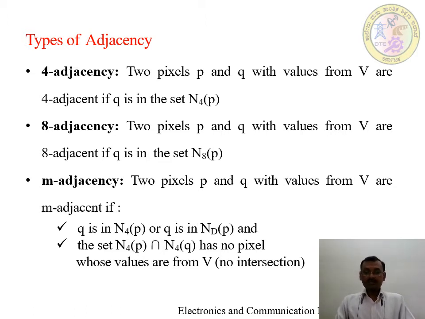8 adjacency: 2 pixels P and Q with values from V are 8 adjacent if Q is in the set N8 of P. It should be in the 8 neighbors of P. That's the meaning. M adjacency is nothing but the mixed adjacency. 2 pixels P and Q with values from V are M adjacent if Q is in the 4 neighbors of P, or Q is in the diagonal neighbors of P and the set N4 of P intersection with N4 of Q has no pixel whose values are from V. There should be no intersection.